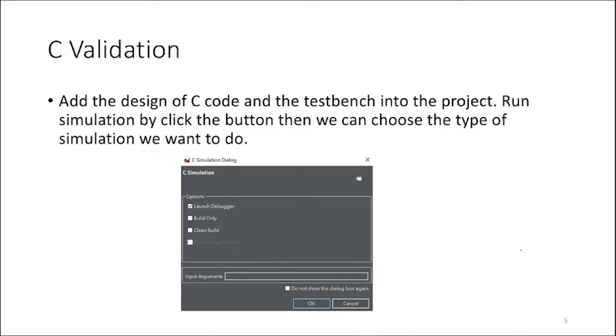In C validation, first we add the C code and the test bench into the project. We run the simulation by clicking the button, and then it will display the block. First we do not choose any mode, just run the C simulation, and then we can see if the test passed. Then we can choose launch debugger to do C simulation in the debug mode.